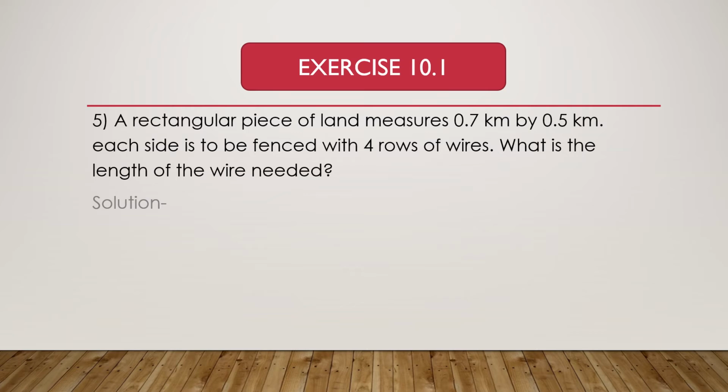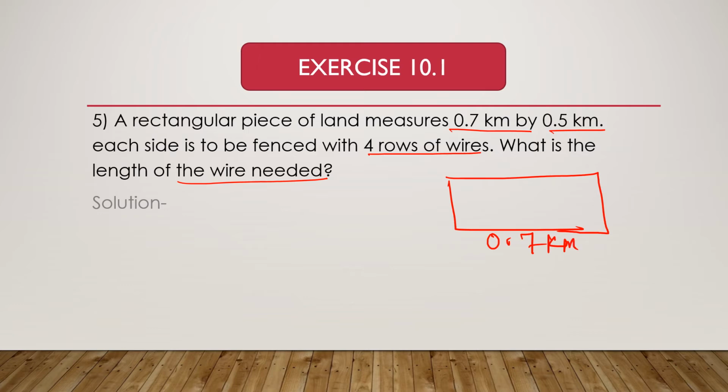Now solve question number 5. A rectangular piece of land measures 0.7 km by 0.5 km. Each side is to be fenced with 4 rows of wires. What is the length of the wire needed? This is the rectangular piece of land given, and this is 0.7 kilometer and this is 0.5 kilometer. We know in rectangle opposite sides are equal, so this will be 0.7 kilometer and this one also 0.5 kilometer.